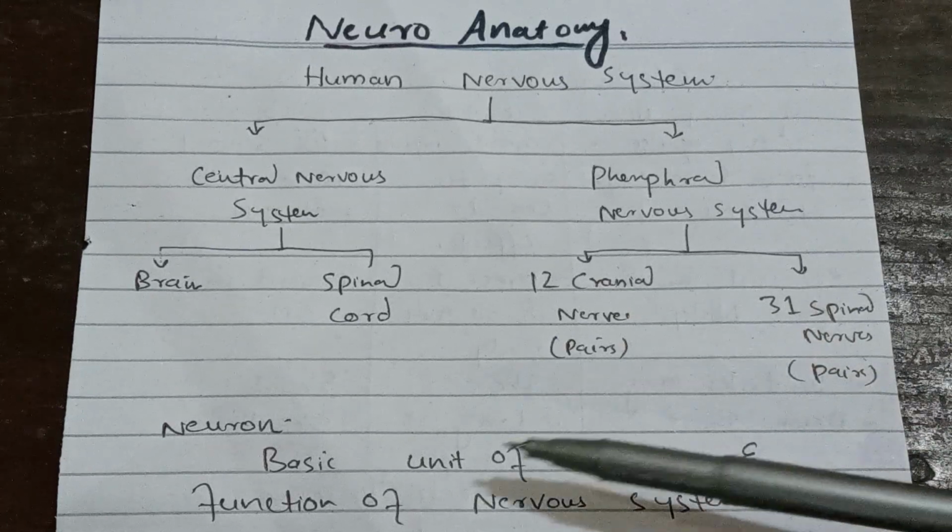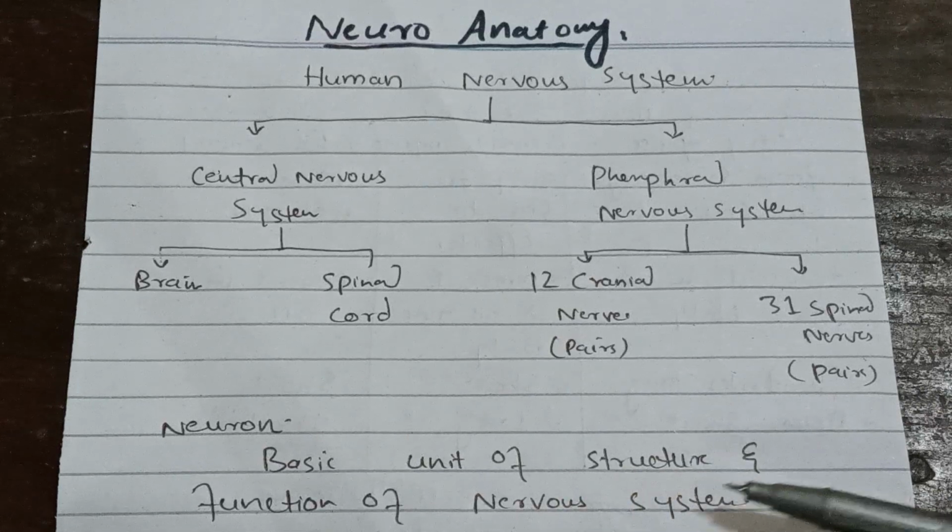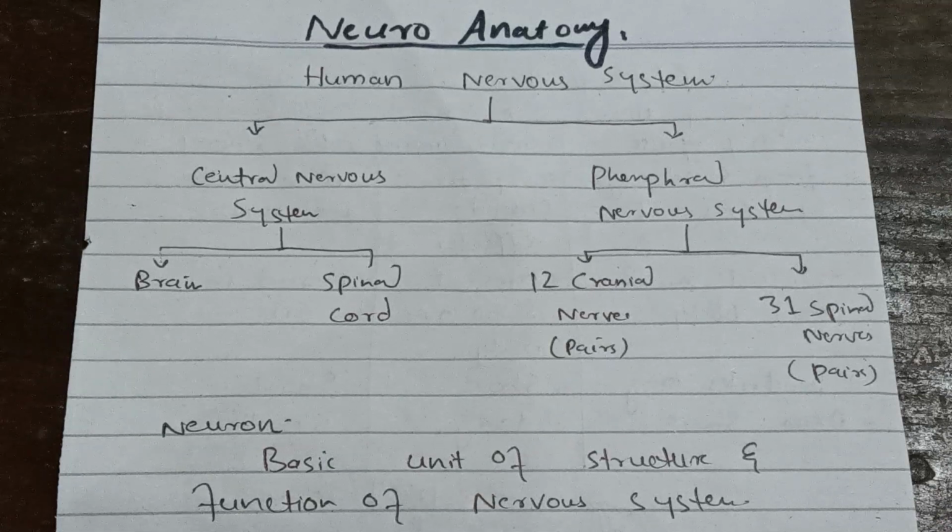What is a neuron? A neuron is the basic unit of structure and function of the nervous system. Before the nervous system, I am going to explain to you about the neuron. What is a neuron? Because the neuron is the basic unit of structure and function of the nervous system, it will be better that you understand the neuron well.